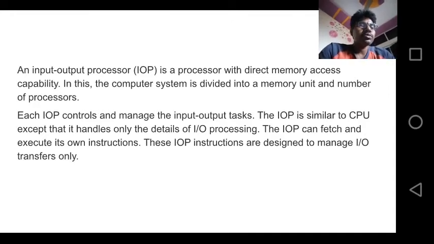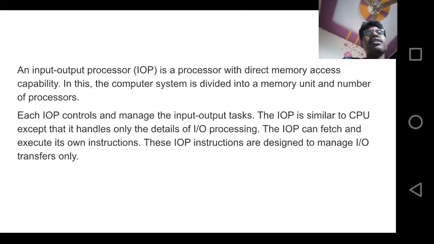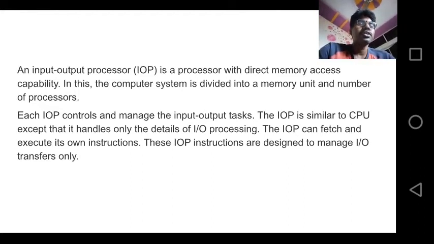So, an input and output processor with direct memory access capability. The IO processor has the capability of direct memory access. In this computer system, divided into a memory unit and a number of processors, we now have two processors: one general purpose processor and the other one is the IO processor. Each IO processor controls and manages input and output tasks.